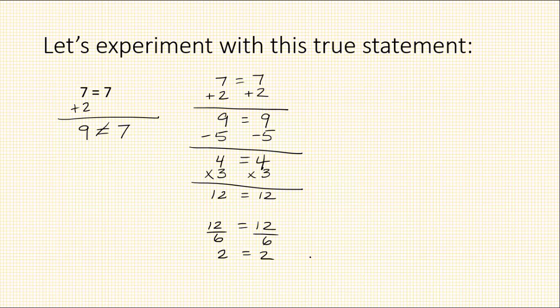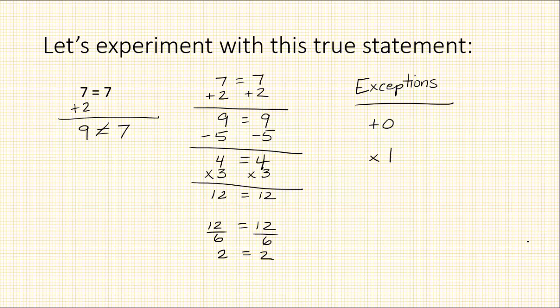But you need to avoid doing an operation to just one side of an equal sign. There are a couple of exceptions. We can add 0 to one side of an equation without changing the equation. We can also multiply one side by 1, and that doesn't change the equation either. 0 is called the additive identity, and 1 is called the multiplicative identity. Other than that, you've got to do operations to both sides.